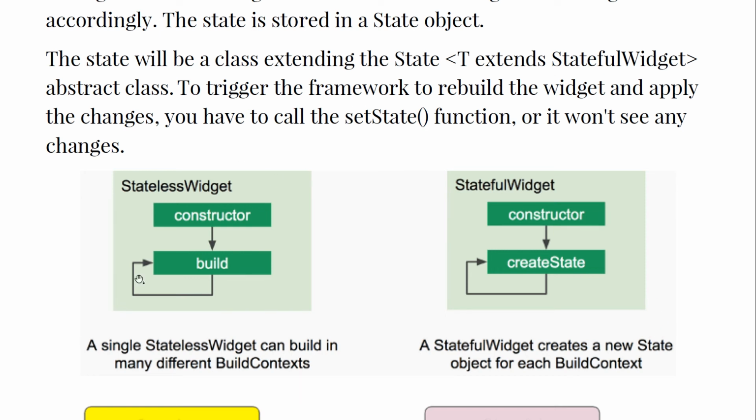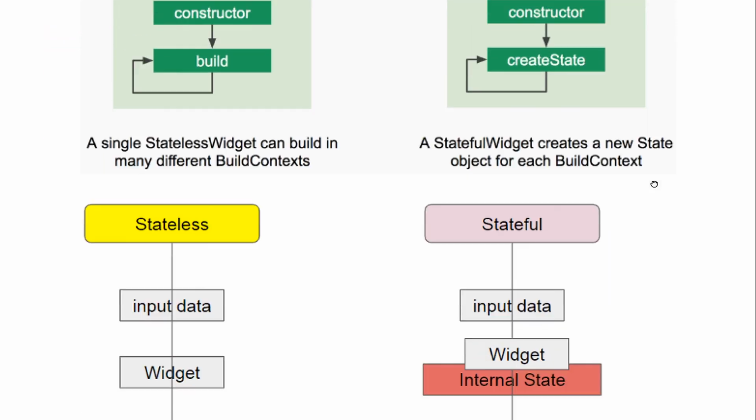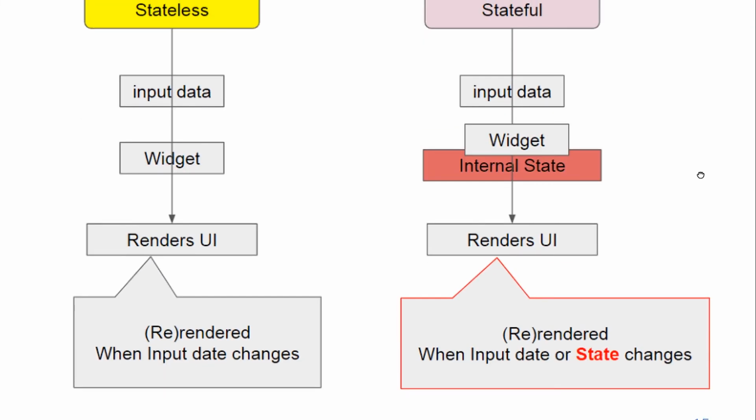We saw that stateless widgets configure a build. They build the UI, the user interface, and they are not dynamic. They are not interacting with a user, and they don't trigger the framework to react and give states or data. Now, a stateful widget creates a new state object for each build context. So the stateful widget uses a createState method and the setState function.